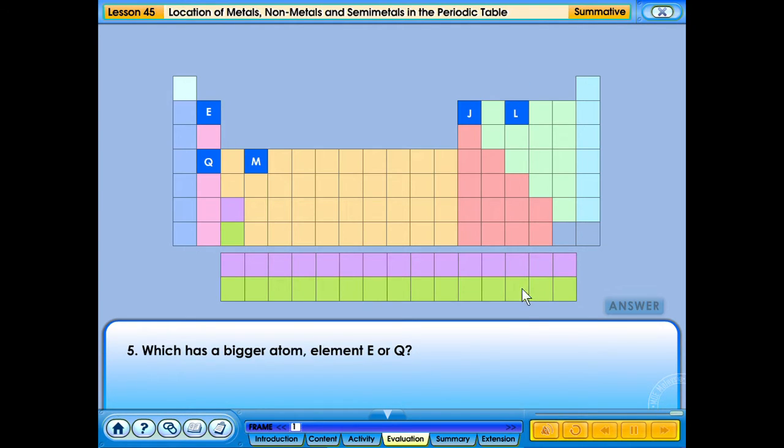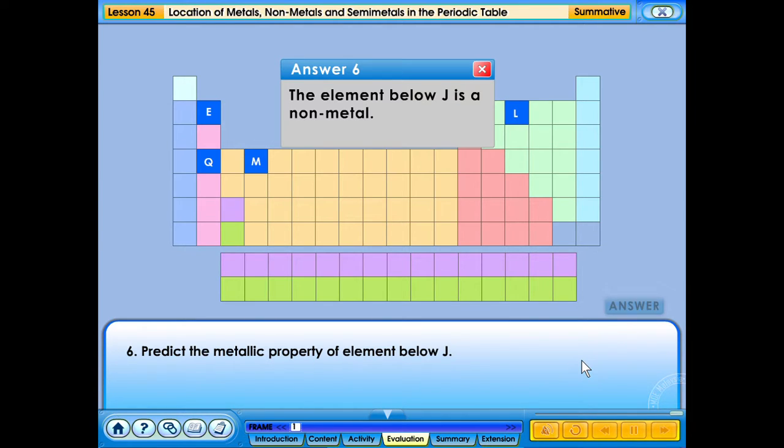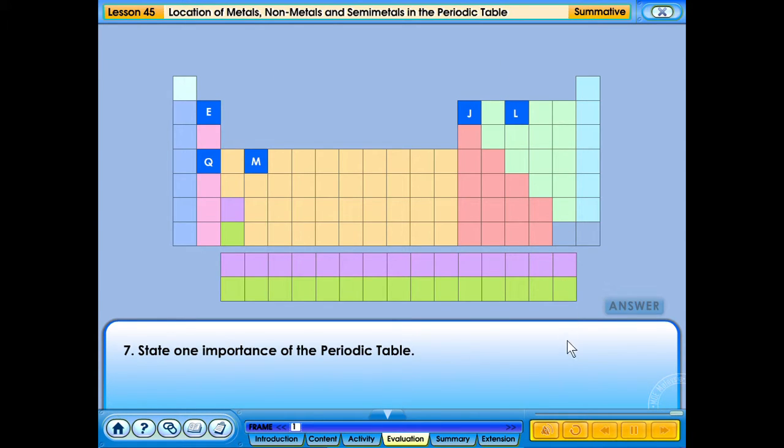Which has a bigger atom, element E or Q? Q. Predict the metallic property of element below J. The element below J is a non-metal. 7. State one importance of the periodic table.